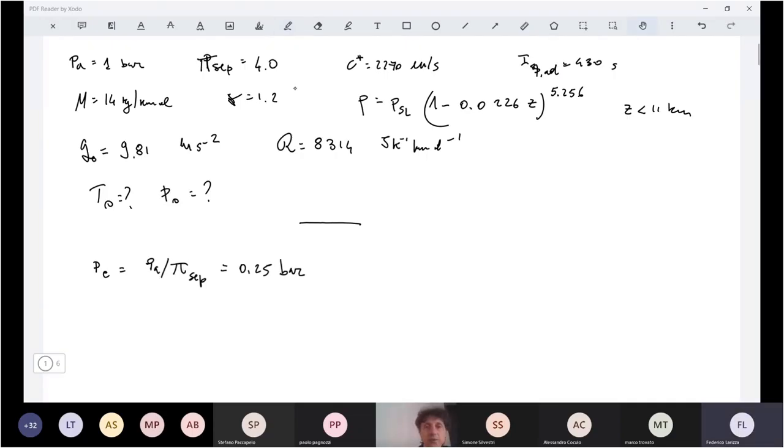Then we can also get the equivalent exhaust velocity, or the specific impulse in meters per second, by multiplying the ISP by 9.81. So it would be 430 multiplied by 9.81, which is 4218.3 meters per second. These are two pieces of information that can be directly obtained from here. Our goal is to identify the total pressure and temperature, and so we can resort to the C star.